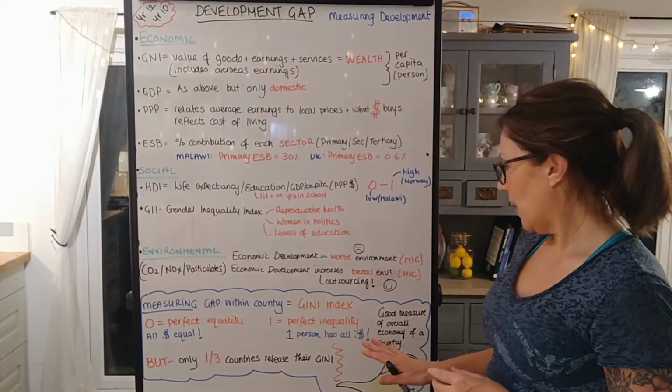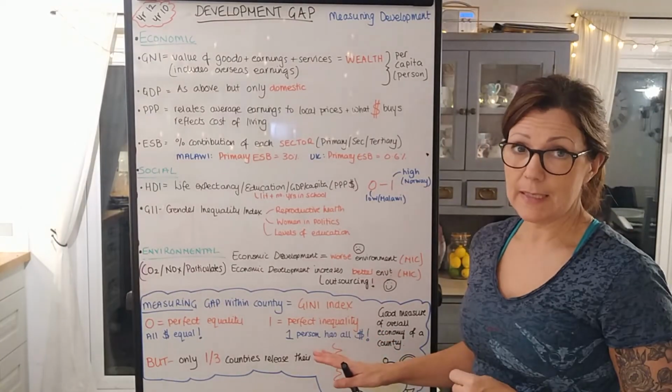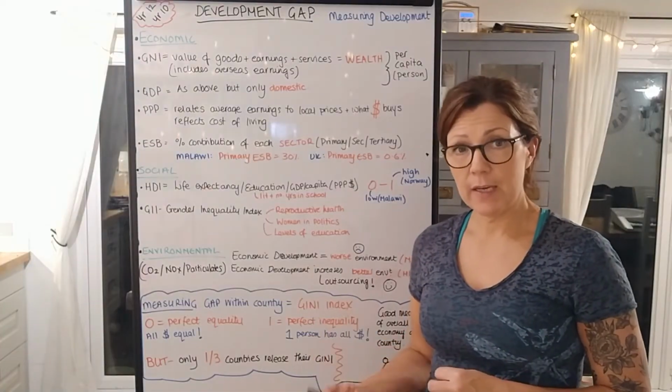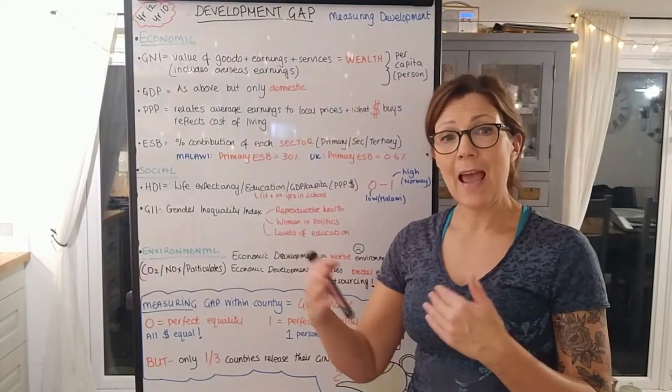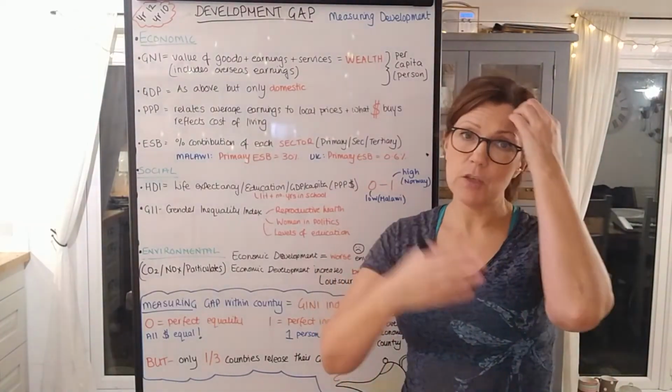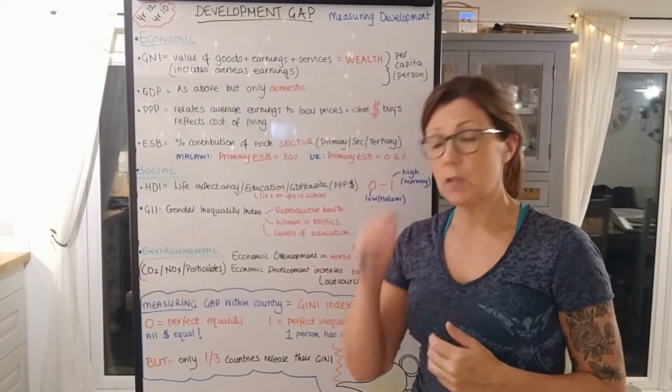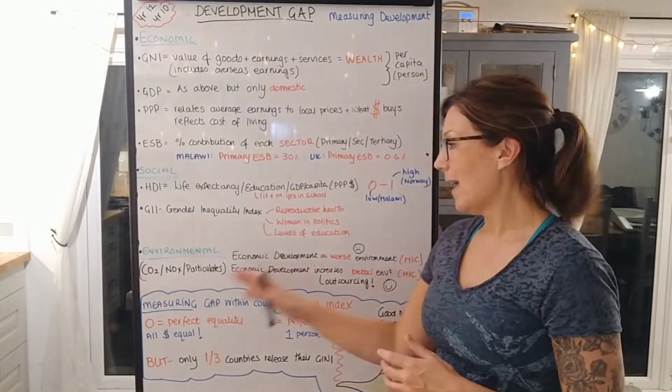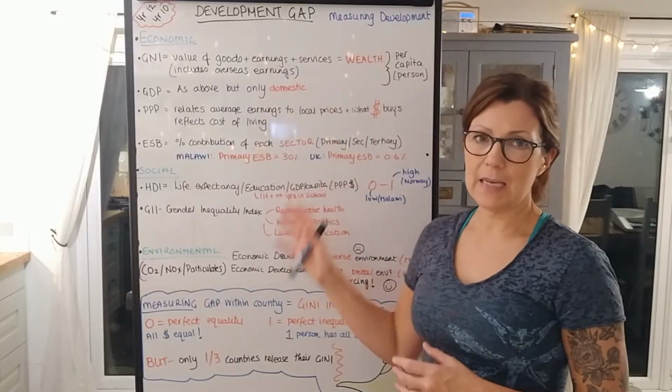So that is a good measure of overall development, because the more developed a country is, then theoretically the less of a gap there is between its richest and its poorest. But sometimes that doesn't work. So again, we have to take these indicators all together.